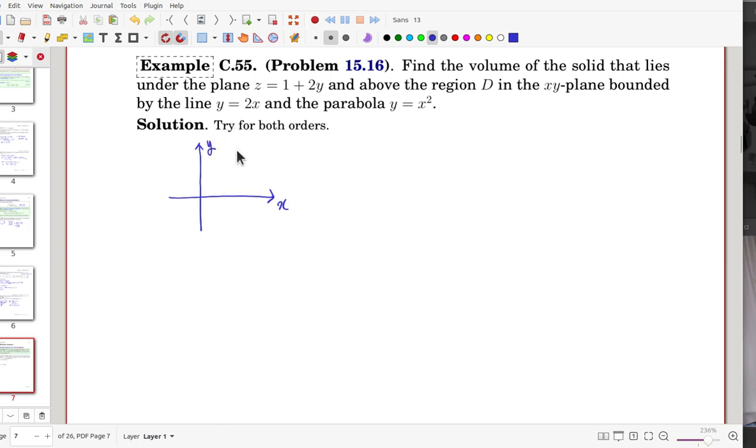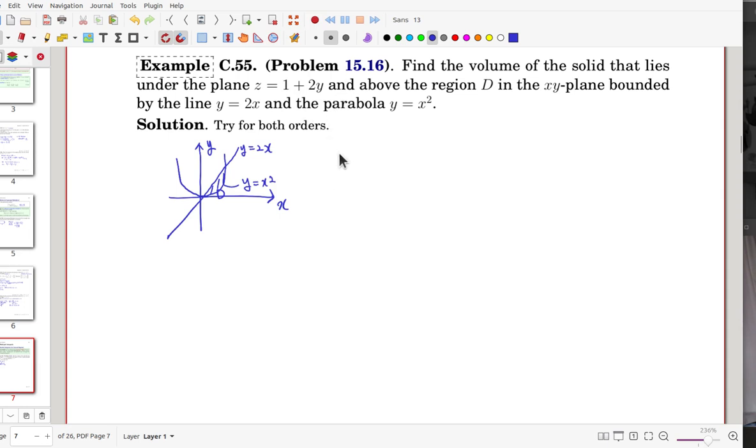y equals 2x, that one. So that is y equals 2x. And y equals x squared, that is like that. That is now y equals x squared. Bounded by these two, one is a line and the other one is a curve. That region is D. And in the region, the solid has height 1 plus 2y.